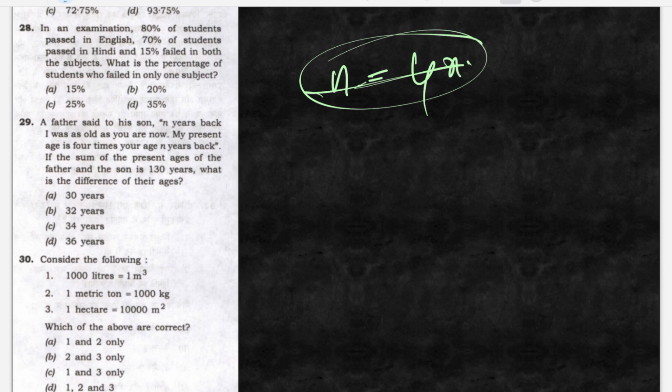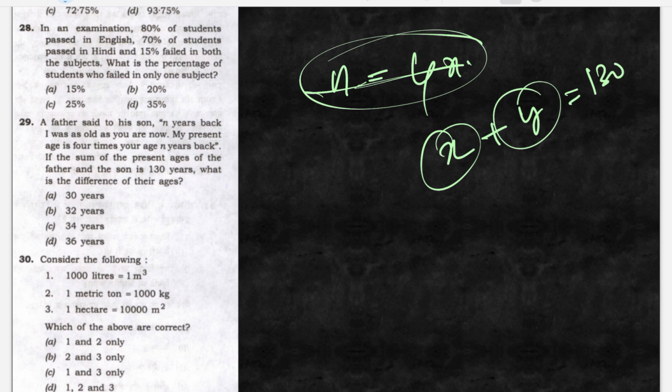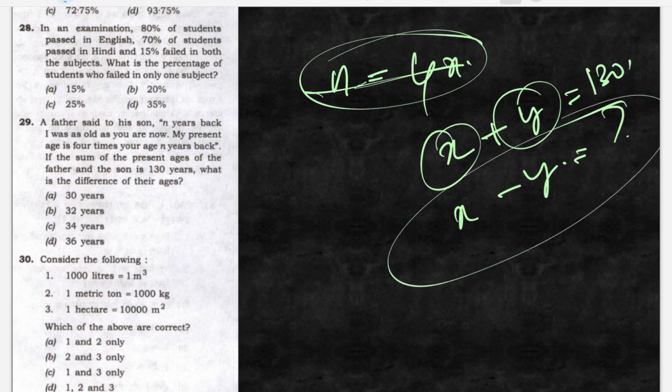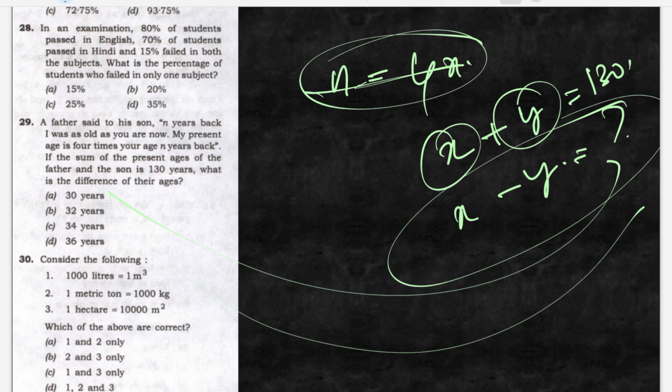But then I come to the easy part. If the sum of the present ages, so now I am able to get some clues. x is the present age of father, y is the present age of son. The sum is 130. After all, the question was asking what is the difference between the present ages. This is the question, right? Now I can directly apply 30 first, then 32, then try to do whatever I have done right now. I'll be able to figure out the right answer. Okay, so it's an easy question.